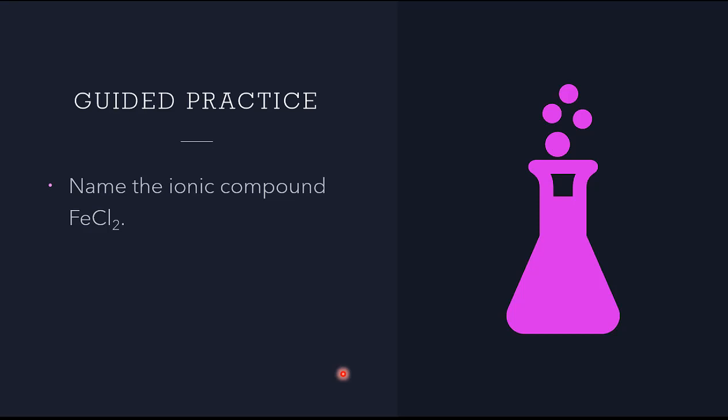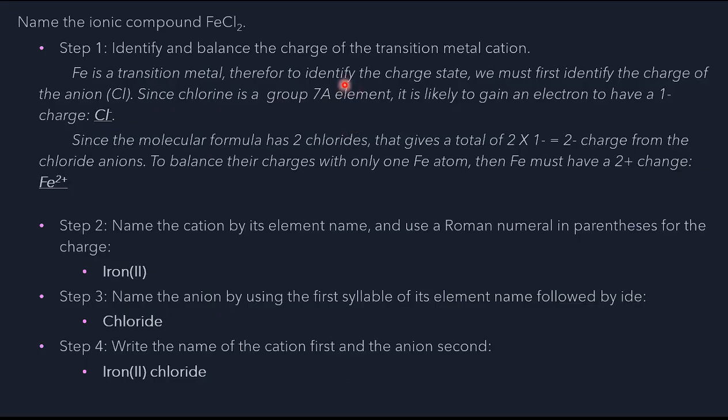All right, so let's practice this. Name the ionic compound iron chloride, right? So with iron and chloride. So the first thing you want to do, again, is identify the charge of the transition metal cation by looking at the counter element in the formula. In this case, the ion of chloride. Again, since chloride is a group 7A element, it is likely to only gain an electron to have a 1- charge, so it would be chloride 1-.